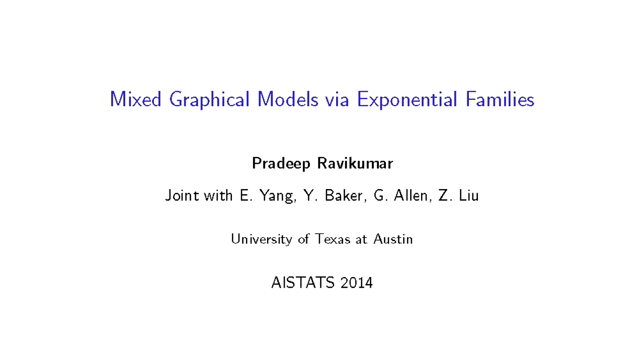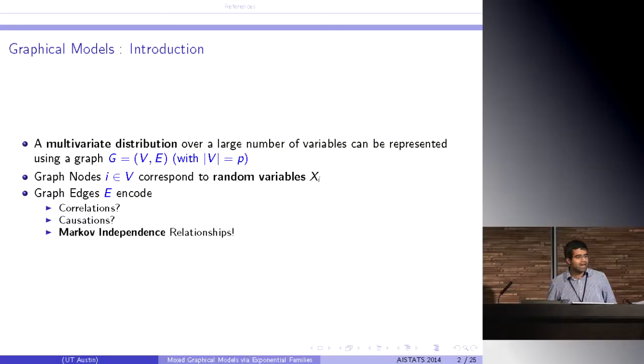This talk is about how to model heterogeneous sets of random variables. So it's essentially about graphical models over a heterogeneous set of random variables. So what is a graphical model? It's essentially a joint distribution over a lot and lot of random variables.